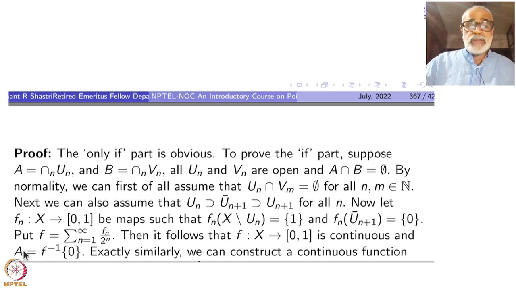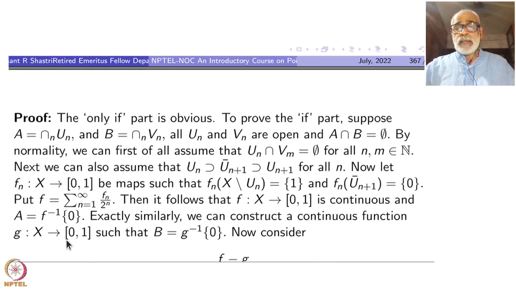And hence, now what happens? A is precisely the inverse of 0 of this one because if x belongs to A, it must be inside every Un, right? X belongs to A means x is inside every Un. So, for every Un, you see this whole thing is 0 means corresponding fn is 0. Therefore, this is the precise zero set. Okay. Similarly, we can construct a continuous function g from X to [0,1] such that B is precisely g inverse of 0. All that you have to do is the same construction, do it with Vn's, that's all.